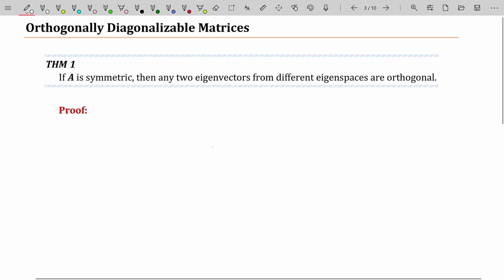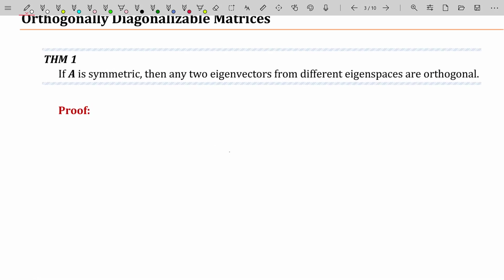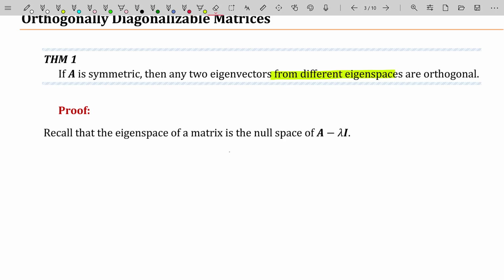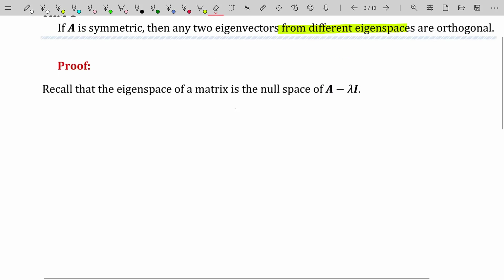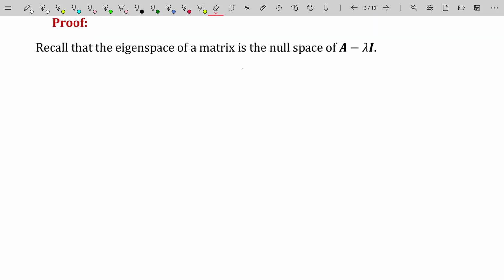So let's start here with Theorem 1. If we're given a symmetric matrix, then any two eigenvectors from different eigenspaces, and that's kind of important, are orthogonal automatically. Now, it's going to require a little bit of a conversation about what it means for two eigenvectors to be from two different eigenspaces. Let's start by recalling that the eigenspace of a matrix is the null space of A minus lambda I.